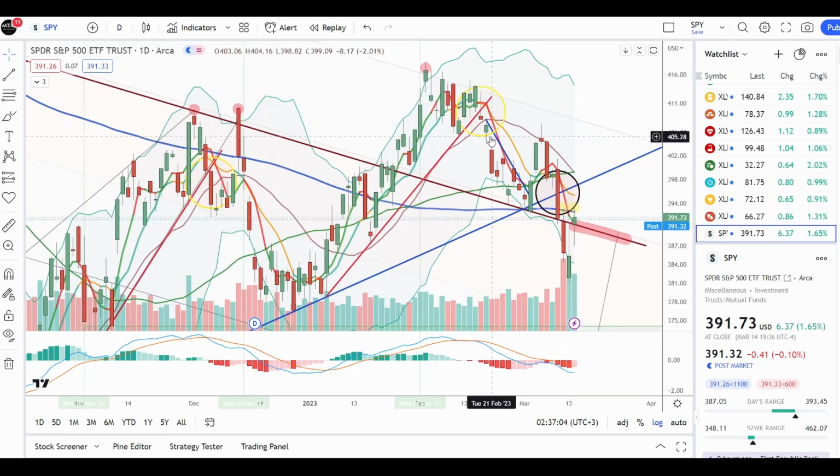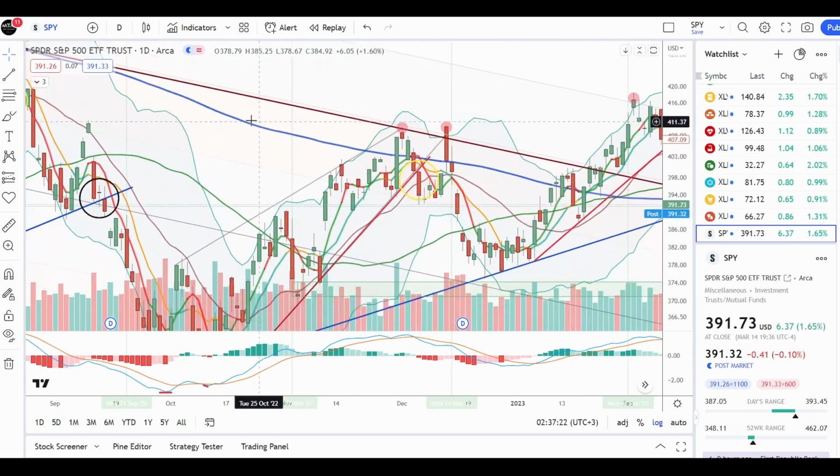A first break occurred here, right? But we did not close below the 20-day until this break right here. This was the first close. What happens after the first close? The market tends to weaken, then come back to retest the 20, top again, and then collapse.